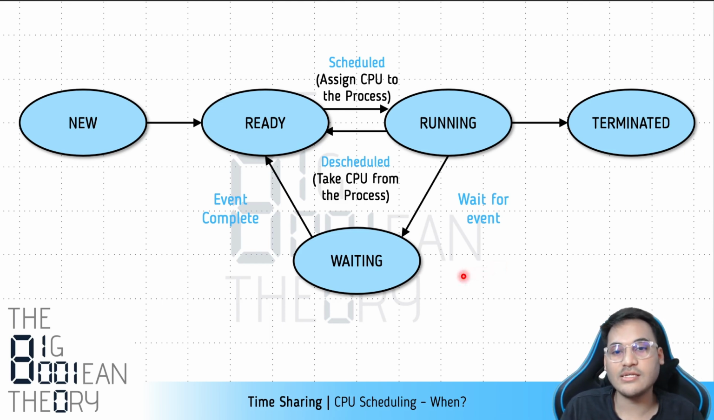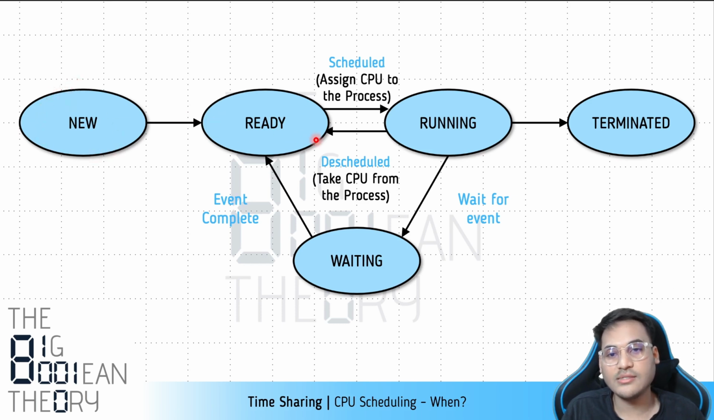So what is this? It is basically a diagram that depicts the life cycle of a process. That is, it conveys what are the different states that a process can be in during its lifetime. So I will quickly review this diagram. When a process is created, it is in the new state, and from new it goes to ready state.